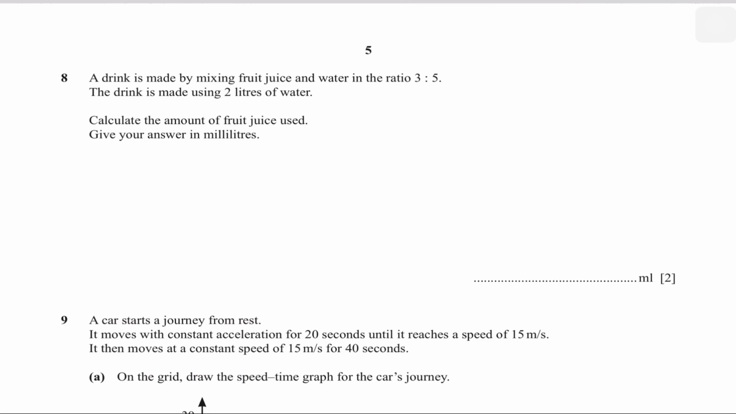So now we have question number 8, which is a question related to ratios. It says a drink is made by mixing fruit juice and water in the ratio 3:5. The drink is made using 2 liters of water. Calculate the amount of fruit juice used. Give your answer in milliliters.